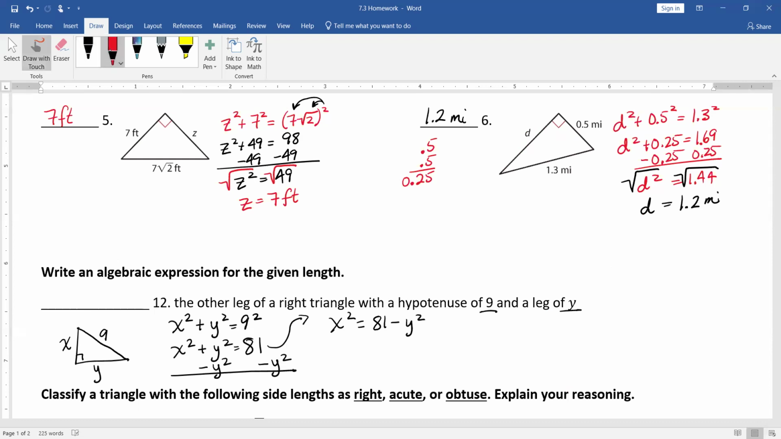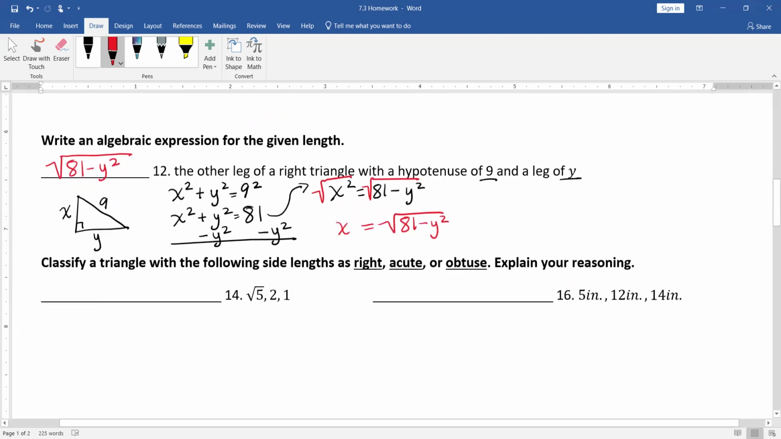And then, just like we always do, we get the x by itself. And so our final expression for that second leg is the square root of 81 minus y squared. And so that's the answer that we're looking for here. So this algebraic expression, square root of 81 minus y squared, is a representation of the length of that leg in this right triangle. So if they gave us a value for y, we could plug it in and solve for x.